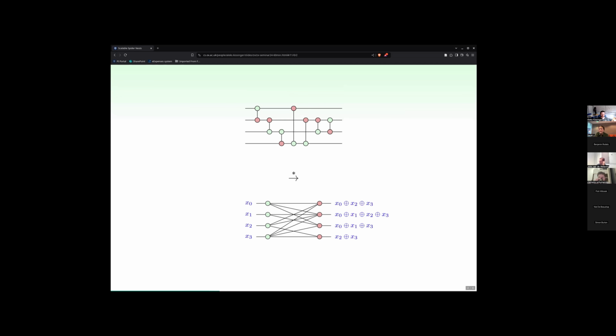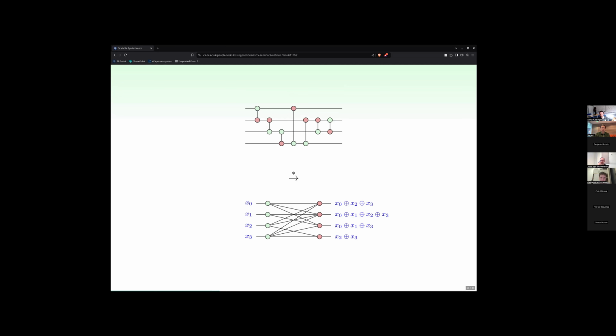It says that what this circuit accomplishes is I input some bits here, and what comes out is some XORs of those bits. And the XORs of which bits can be read off just from the connectivity of this parity normal form. You can see, for instance, that the first output qubit is connected to X0, X2, and X3. This is saying that the output of this first qubit should be the XOR of X0, X2, and X3, and so on for the rest of these.